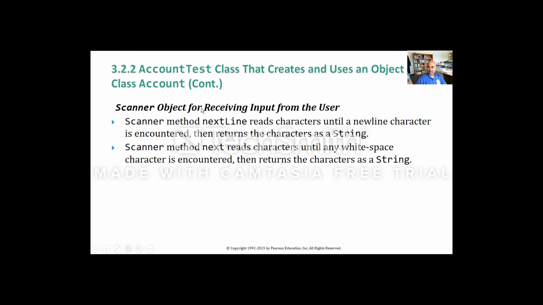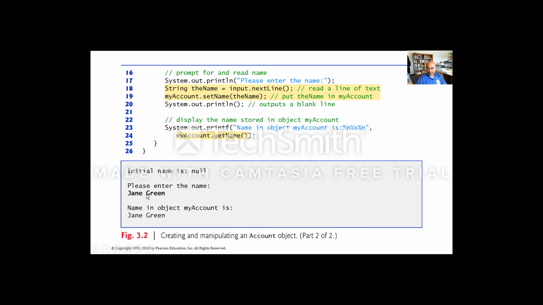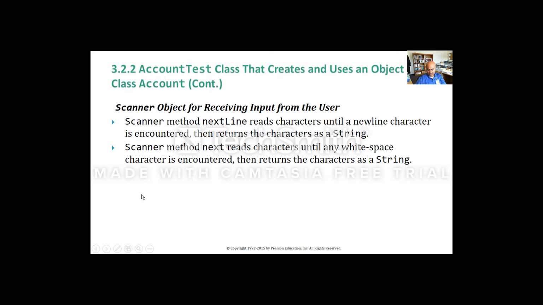Okay, so in this case we use nextLine because remember we took this white space, so we needed to encounter this white space, and that is why we use nextLine. If I would have used the next method, then it would cut off right here. So after you typed in Jane, if you put a space and try to take in Green, then with the next method, this white space is not going to let you bring in the Green part of it. Okay, so that's your difference.